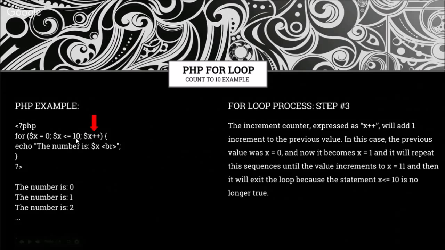Yes, true. So then print it and make an increment, and we're going to do this sequence until we reach x equal to 11, because then we're going to make this statement, and we're going to say, is 11 less than or equal to 10? And that's false. So we're going to exit the loop, and we're going to be done with it.